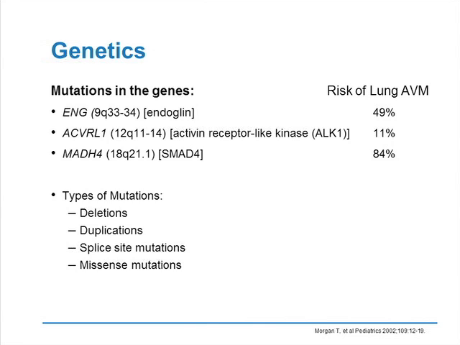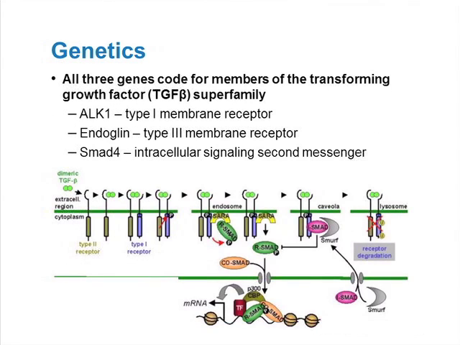We screen them all because we've seen ENGs to get liver and ALK1s to get lung as well. And the various types of mutations seen are deletion, duplication, splice site, and missense mutation. So what do these three members do? All three genes code for members of the TGF-beta superfamily.